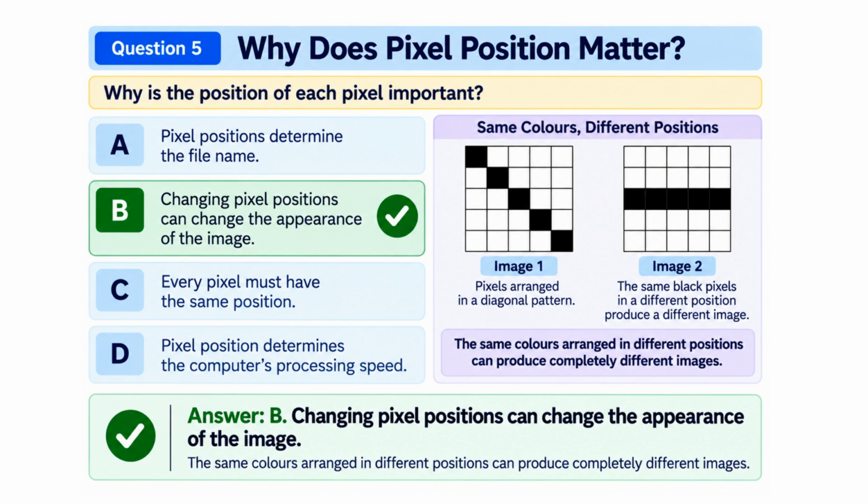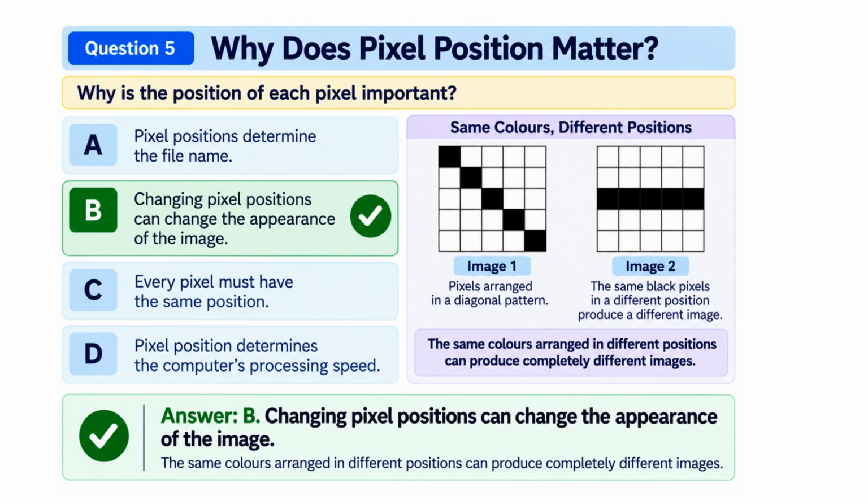Look at these two examples. Both images use the same black and white pixels, but those pixels are placed in different positions. In the first image, the black pixels create a diagonal pattern. In the second image, they create a horizontal line. So even when the colors are the same, changing their positions can create a completely different image. Remember, both pixel color and pixel position are important when reconstructing a bitmap image.